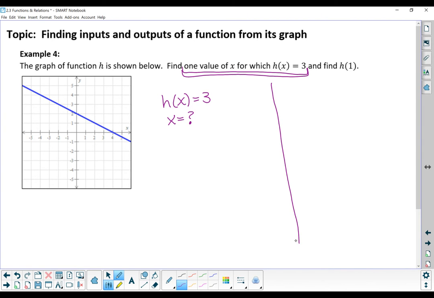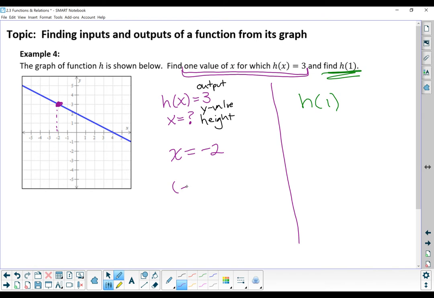And then our second part is figure out what h of 1 is. So these are two different types of questions. This first one is giving us our output or our y value, which on the graph is the height of the graph. So if I'm trying to figure out my x value, I have to think about when does that function hit a height of 3? Well, the function is 3 high right here. So my x value is -2.